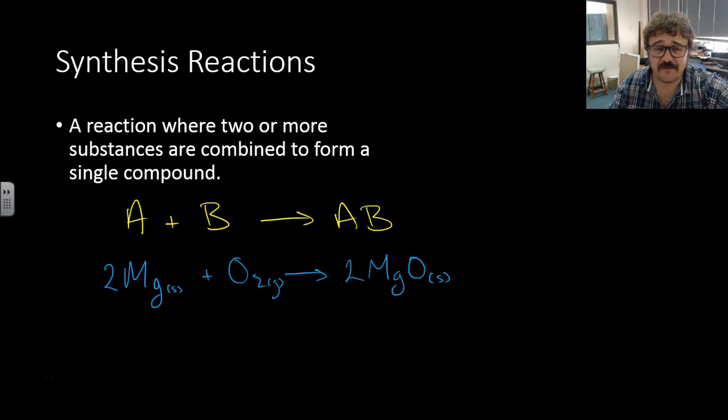What this would actually look like in reality is you'd have two magnesium atoms join, and this would be when burning, so this is an oxidation, to an oxygen molecule to give you magnesium oxide, two of them. So that's a synthesis reaction.